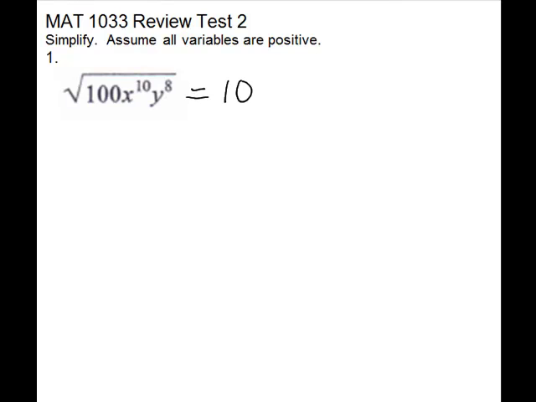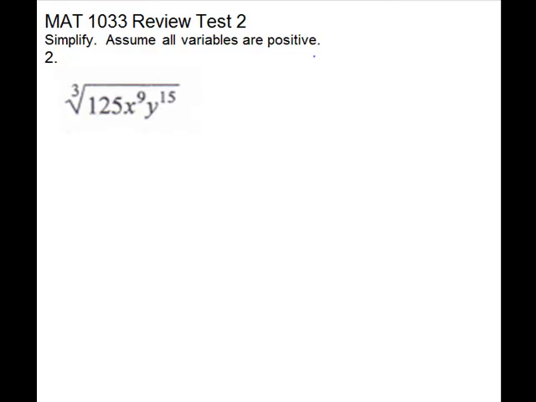For the variables, with an exponent this high, I would go ahead and divide by the index. The index is 2 on a square root. 2 into 10 goes 5 times. So that's how many groups of 2 you have. So perfect squares. And 2 into 8 will go 4 times. So everything comes out from under the radical on this problem.